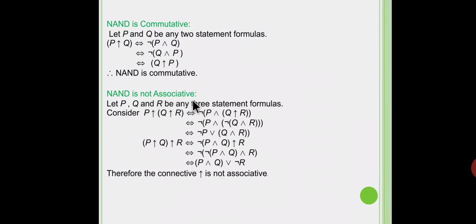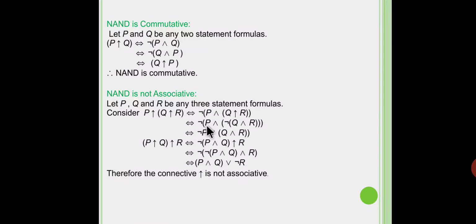NAND is not associative. Let P, Q and R be any three propositions. Consider P NAND (Q NAND R), which is equivalent to, in place of Q we have Q NAND R. We apply here negation of P and, in place of Q, we have Q NAND R. Again, in place of Q NAND R we write the basic relation, negation of Q and R. We apply here the associative law, and we get negation P.